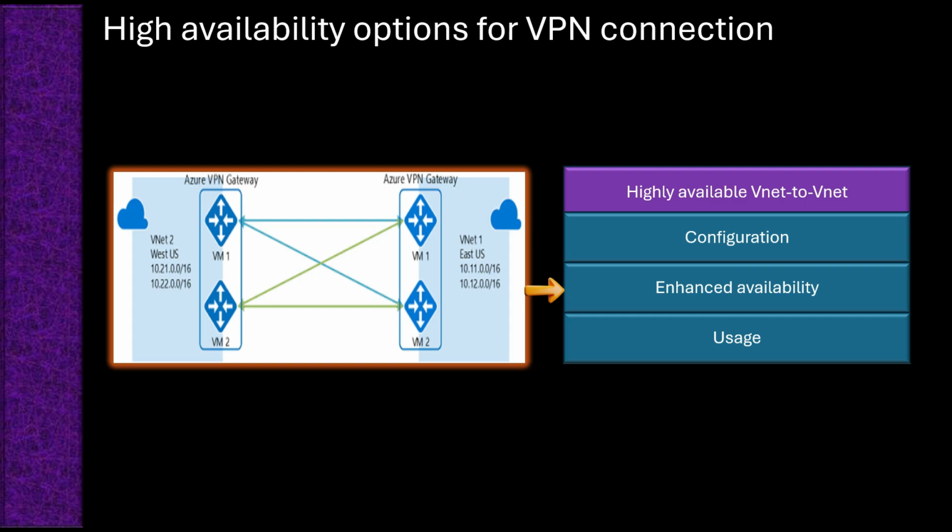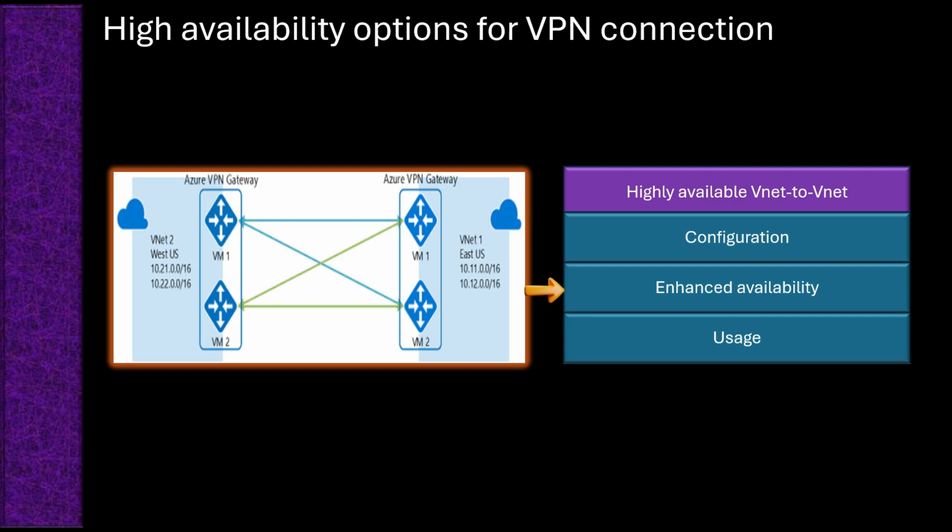Unlike cross-premises connections, meaning Azure to on-premises, which require two connections per gateway, VNet-to-VNet connections need only one connection per gateway to establish full redundancy. This simplifies the setup and reduces configuration complexity. For basic VNet-to-VNet connectivity, BGP isn't necessary. The default routing will handle communication across the tunnels.